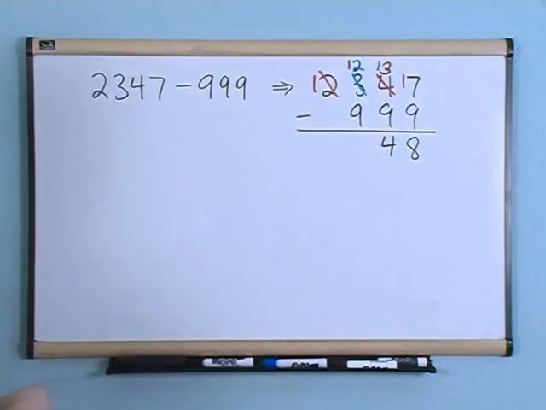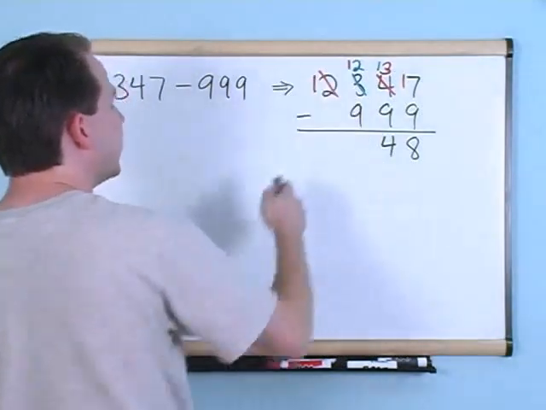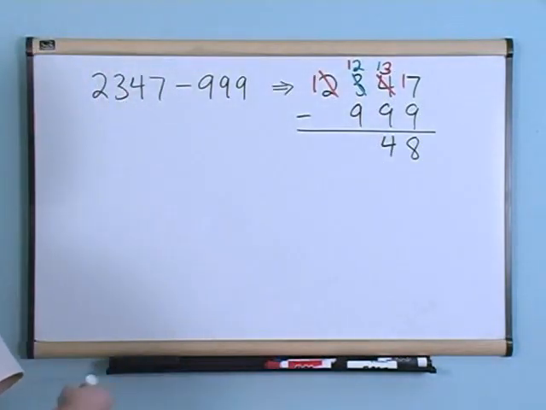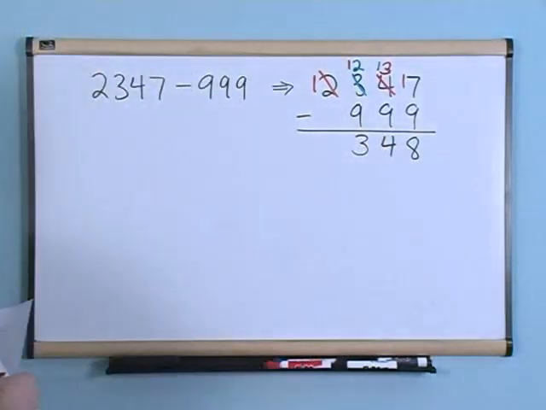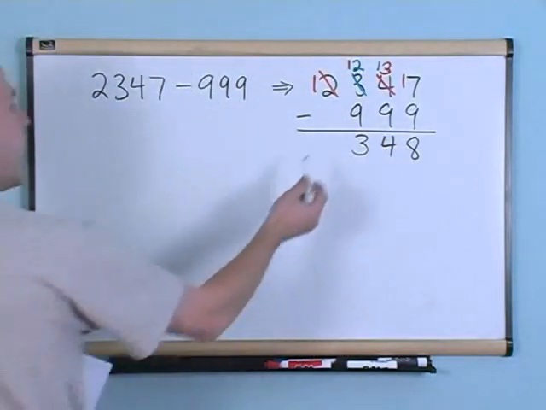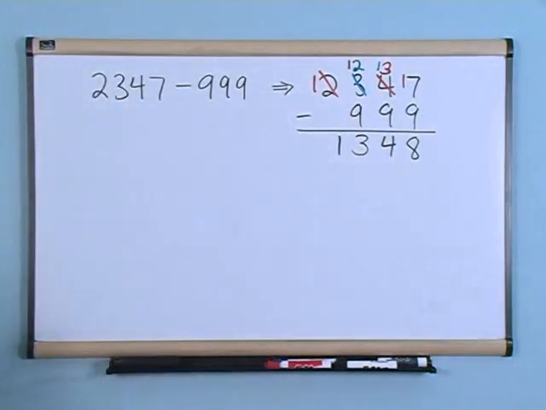Okay? So now we can do this. Because 12 minus 9, you can do that on your fingers, and that's going to be 3. Okay? 12 minus 9 is 3. So we're done with that column. And then finally over here on the left, 1 minus 0 is just going to give you 1. So the answer is 1,348.